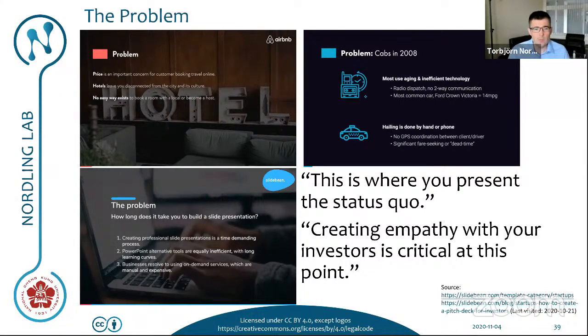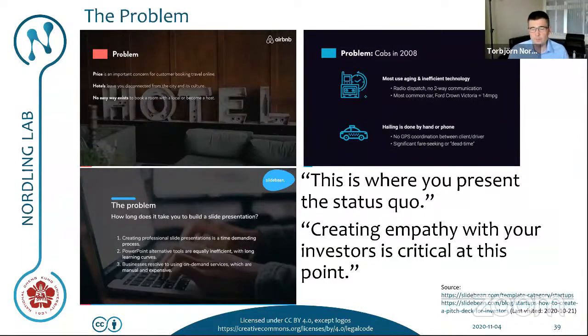So for Airbnb, they say price is an important concern for customers booking travel online. Hotels leave you disconnected from the city and its culture. No easy way exists to book a room with a local or become a host. Uber described cabs in 2008 as: most use aging and inefficient technology, radio dispatch using two-way communication. And the most common car is the Ford Crown Victoria, which drives slowly. Hailing is done by hand or phone, no GPS coordination between client and driver, significant fare seeking or dead time for the drivers.